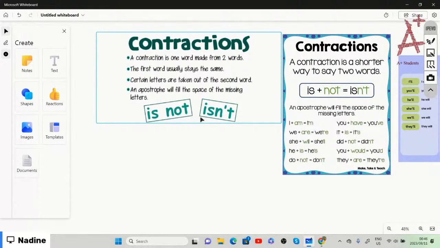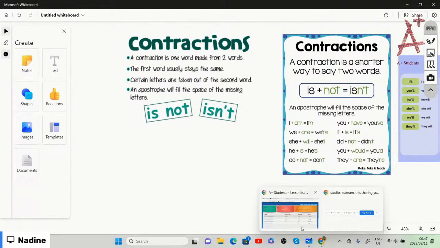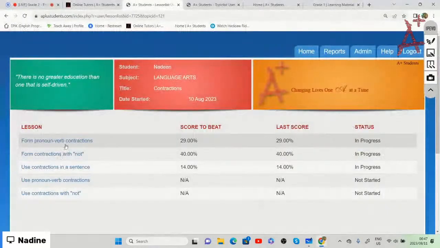And contractions, it is basically one word that is made from two words, and we said by putting those two words together, the first word of those two words usually stays the same, right? And then certain letters are taken out of the second word, right? And then we put an apostrophe in the space of the missing letters, right? So those are contractions. All right, so that is now the end of our lesson on contractions.